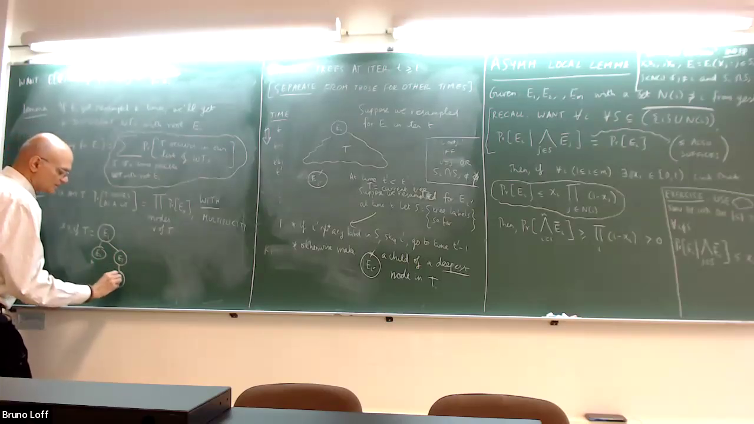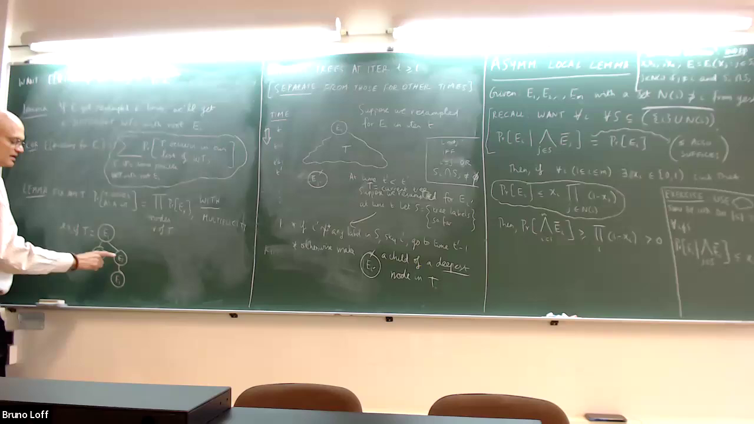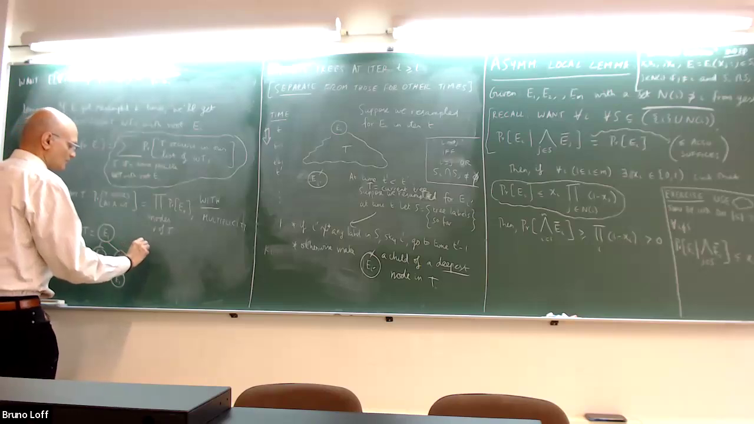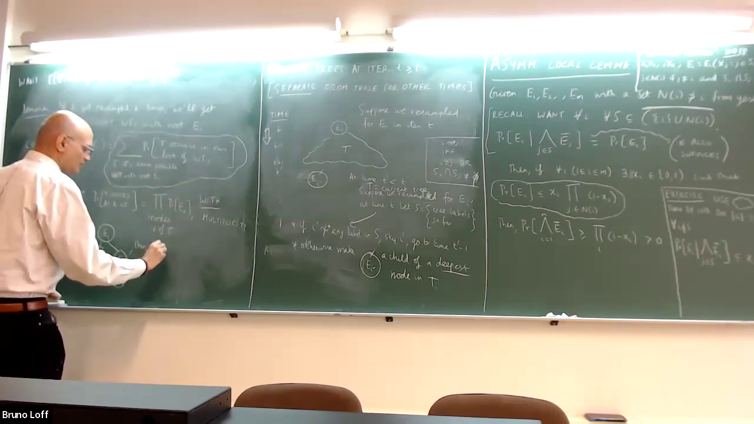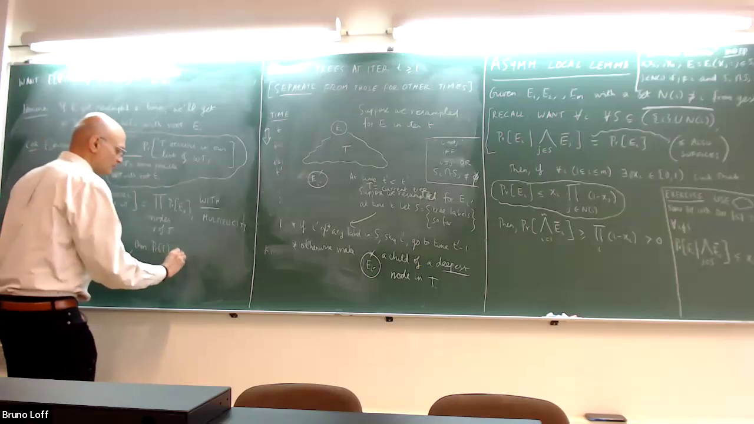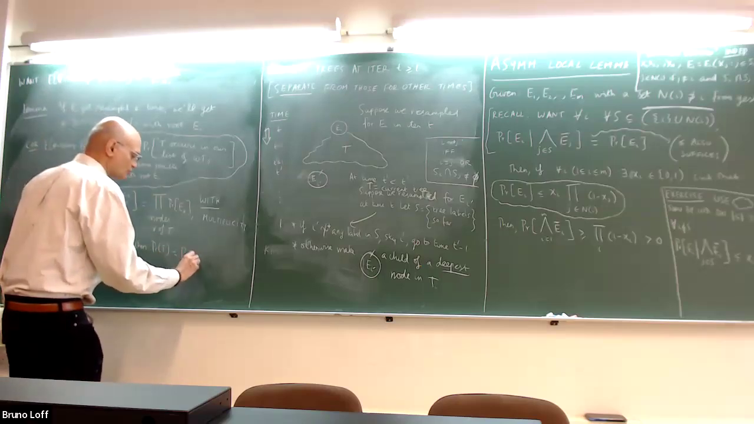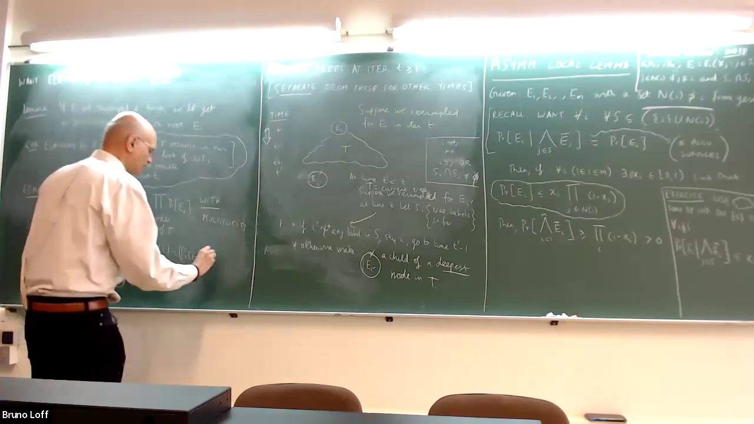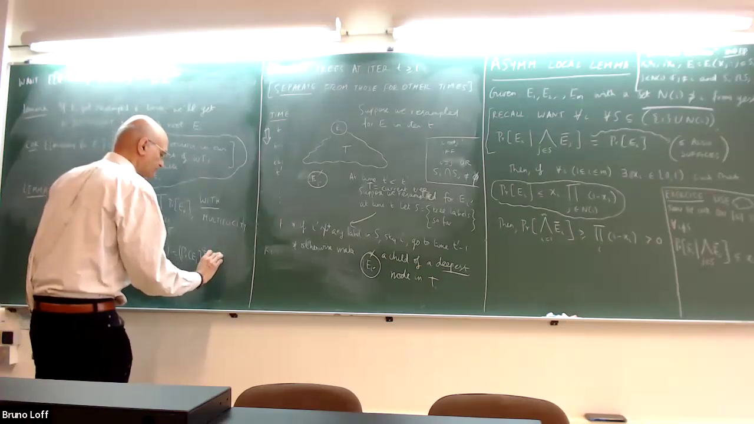By the way, the trees don't have any left child, right child thing, only parent-child relationship. Then the probability of T is simply the probability of T1 the whole square, times the probability of E2, times the probability of E3.